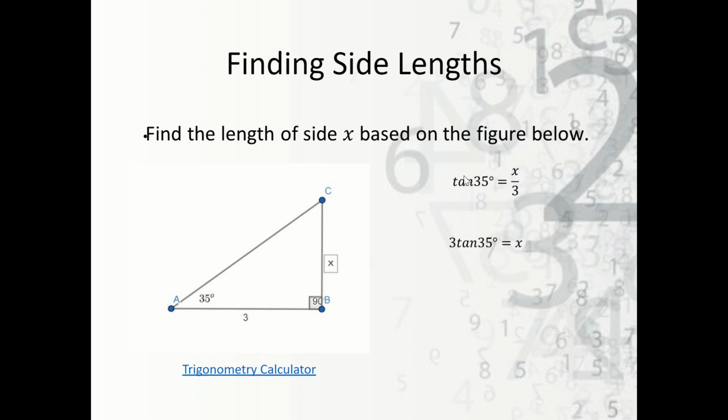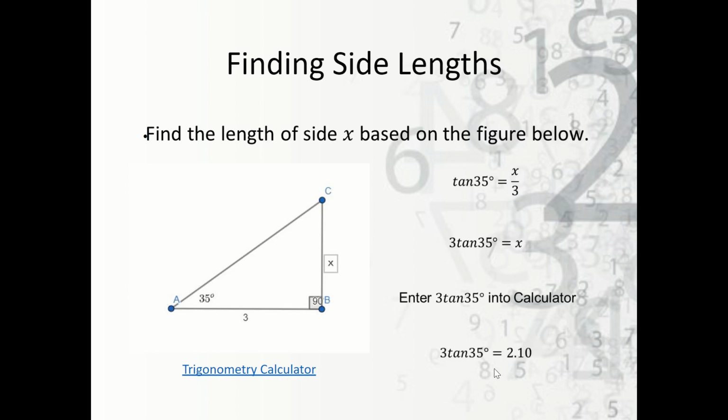So we multiply both sides by 3, and now we get 3 tangent 35 degrees is equal to x. Well, now we have x by itself, so we just need to plug this into our calculator. There's a link here that'll take you to the trigonometry calculator. So we're going to enter that into our calculator, 3 tangent 35 degrees.